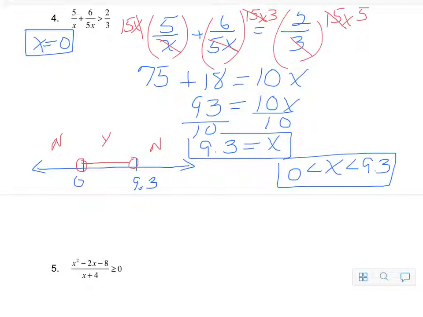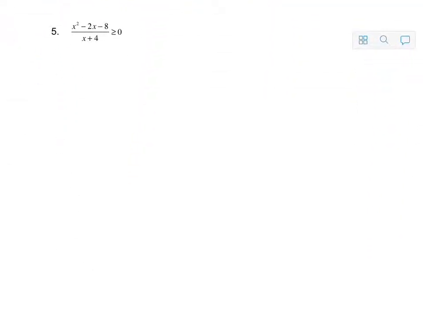All right, let's go on to our last one for today. Let's see. What would make this denominator undefined? Well, the only thing that would make it undefined would be -4. So x equals -4, and I'm going to box it in because he's going on the number line. All right, I'm going to write this as an equation.